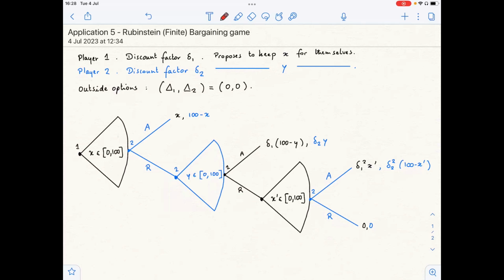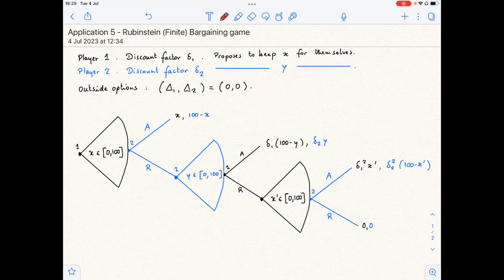Hello everyone and welcome to application number 5 of our course Rational Choice Theories. So today we're going to be talking about bargaining, and more specifically we're going to be solving an example of the non-cooperative bargaining model developed by Rubinstein. So it's also called the Rubinstein bargaining game.